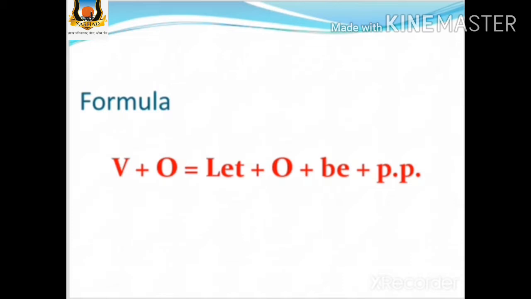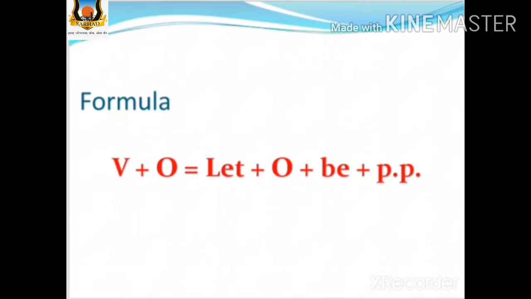Verb plus object. Okay, verb plus object is the formula in active voice of imperative sentences. And how will it come in passive voice? Let plus object plus be plus past participle of the verb. In this way it will convert into passive voice. Clear, everyone? Look at the formula again. Verb plus object is equal to let plus object plus be plus past participle of the verb. This is the formula of an imperative sentence.